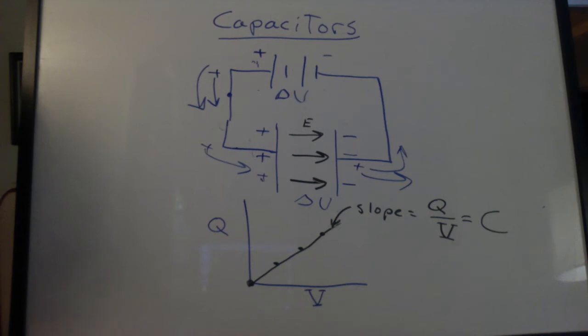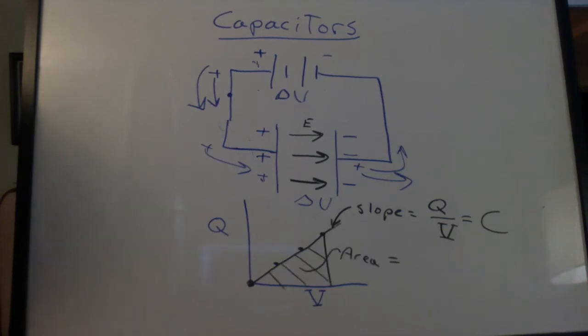Capacitance is exactly like what this word sounds like. It has the capacity to store charge. And of course, the more voltage you have on there, the more charge you can store. That ratio is constant as we increase the voltage. Capacitance is measured in coulombs per volt, which is equal to a farad.